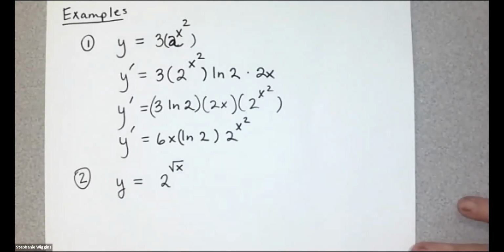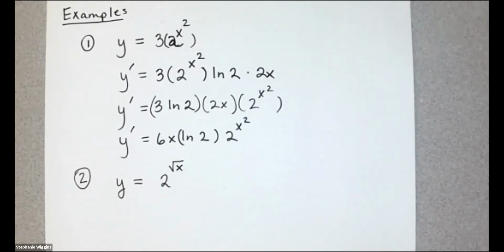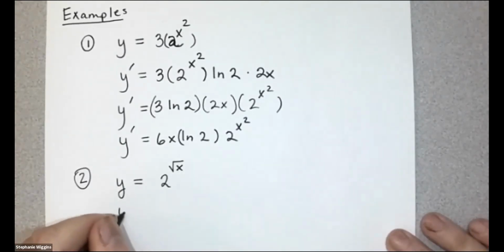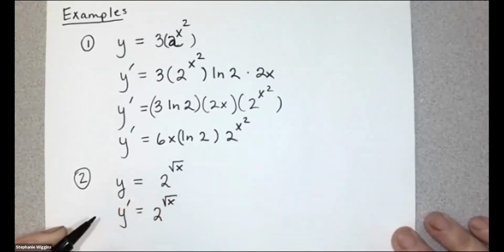Okay, I look at this example and I see that I have 2 to the square root of x. What I should be thinking right off the bat is that's an exponential function. And how do I know? Because the base 2 is constant, and the exponent is a variable. So right away, when I see an exponential function, my thought is copy what you see for the derivative. So that's my first step.